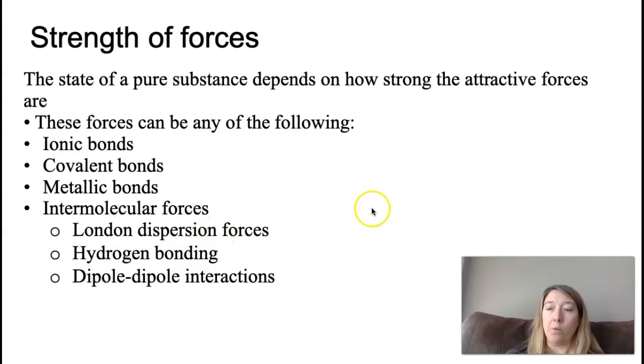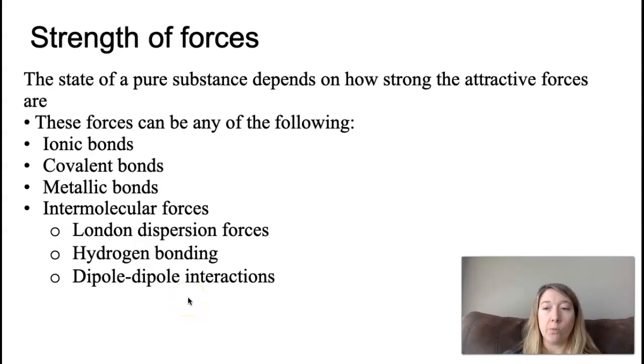Those different attractions can be any of the following. If I'm dealing with an ionic compound, then the strength of the attraction is how strong that ionic bond is, because that's what's holding it together. If I'm dealing with a network solid, I'm talking about covalent bonds, and how strong that bond is. If I'm dealing with a metal, then we're talking metallic bonds. If I'm dealing with something that's molecular, then I'm looking at the intermolecular forces: LDF, hydrogen bonds, and dipole-dipole.